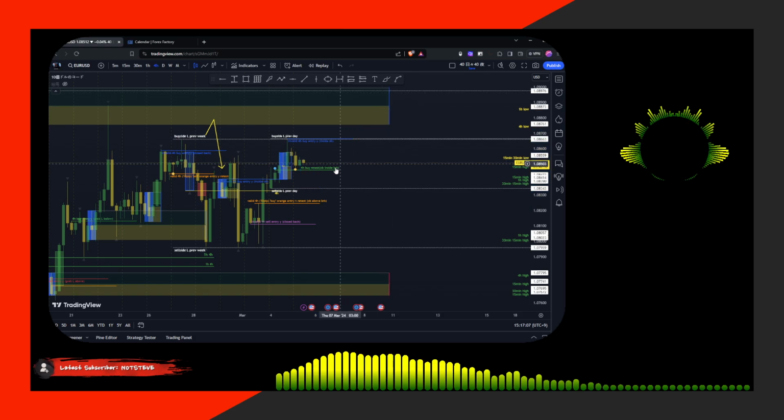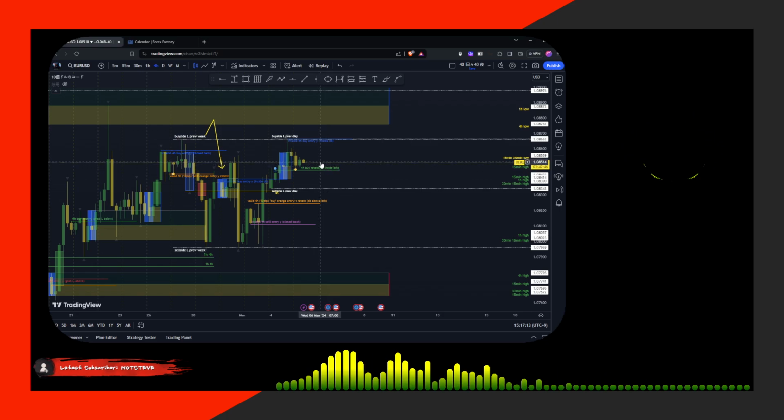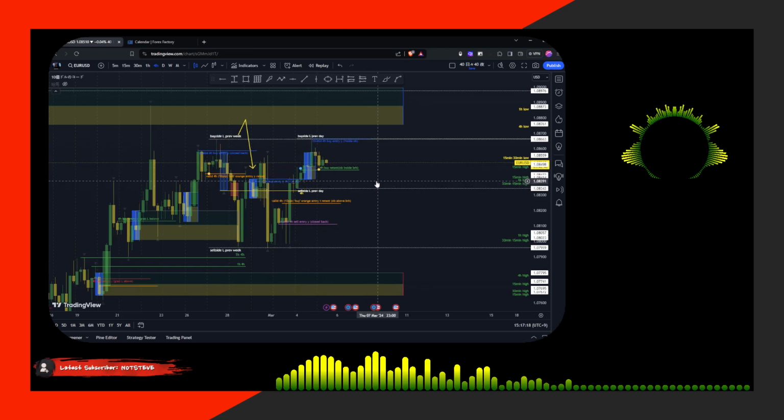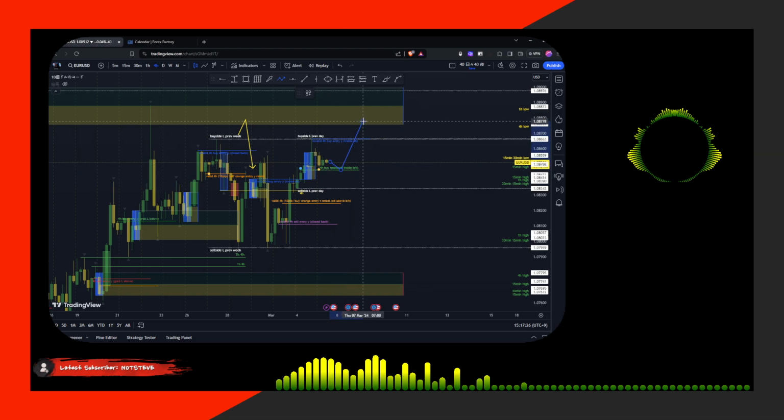These are the two scenarios that I have on the 4 hour, but we'll have to wait and see what the price does. In short, the market is lining up, and this has a high possibility of happening.